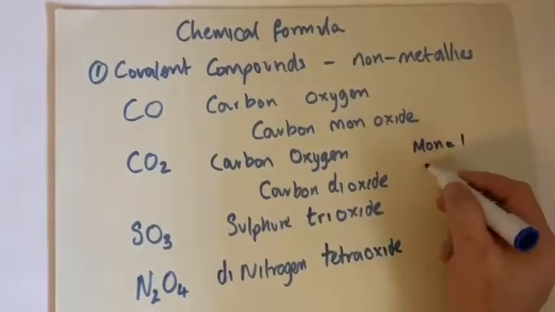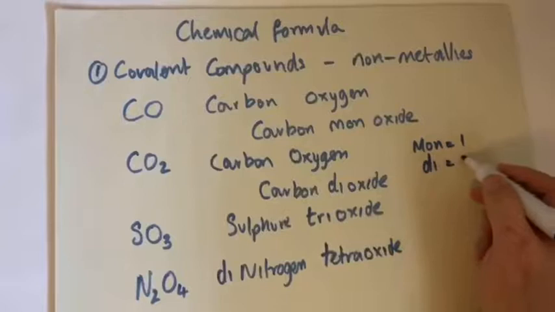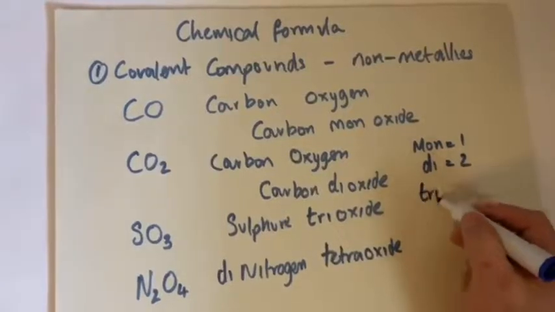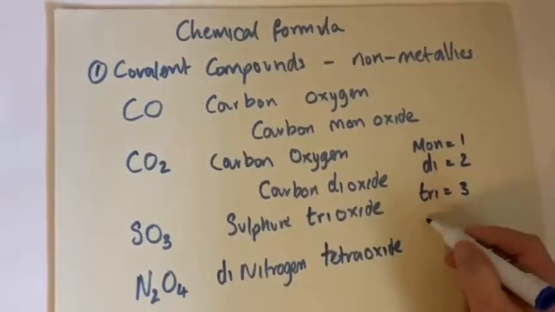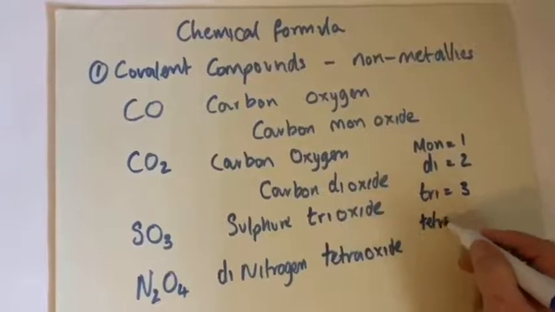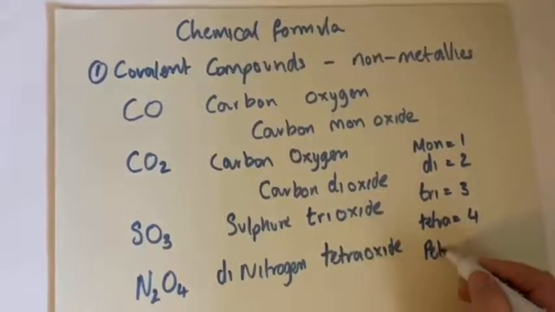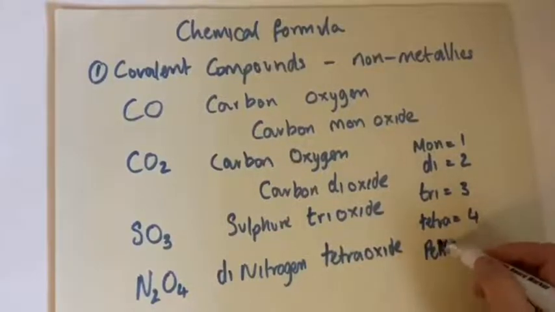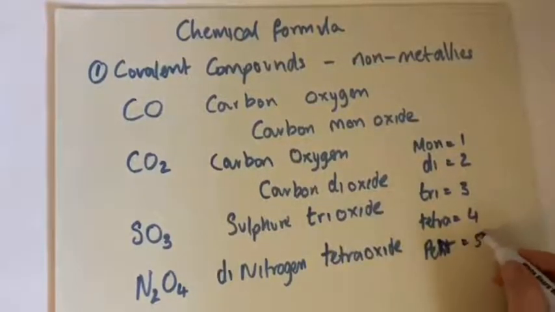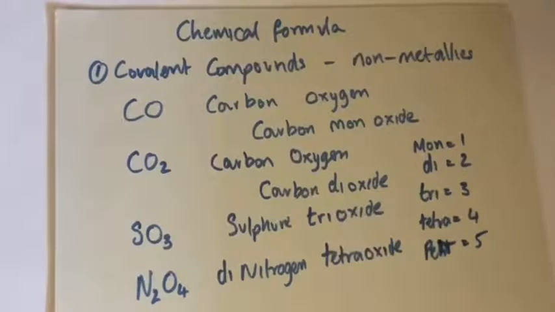You need to know mon equals 1. Di equals 2. Tri equals 3. Tetra equals 4. And pent, excuse my writing, equals 5. That's a nice easy thing that you need to be able to remember for finding the formula of covalent compounds, non-metallic elements.